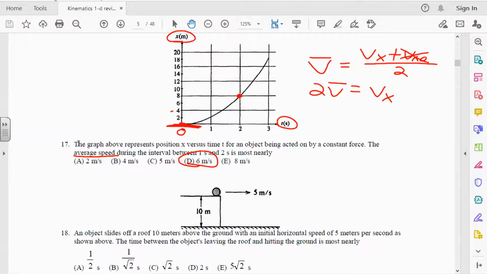This is a piece of information that may not be helpful for the test on Thursday, but it could be helpful moving forward beyond that. And since we're talking about average velocity, I wanted to add that in right here. All right, any questions?